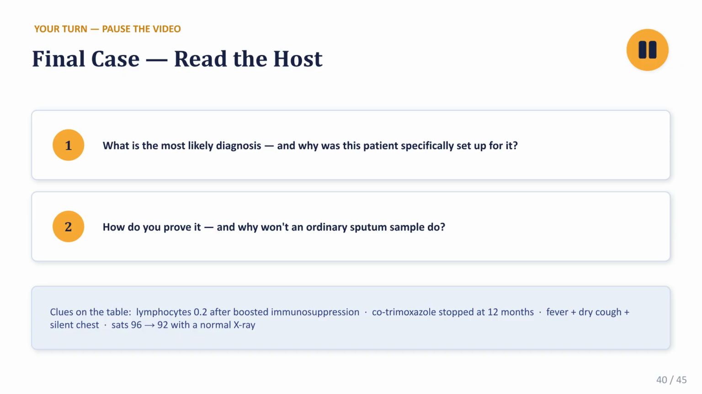Pause the video. Diagnosis. What is it? And what were the 2 key setup steps in her history? Next, how do you prove it? And why won't a simple sputum sample suffice? Your clues: low lymphocytes, the stopped antibiotic, and that silent hypoxia despite a clear chest. Think deeply about the host's vulnerability.